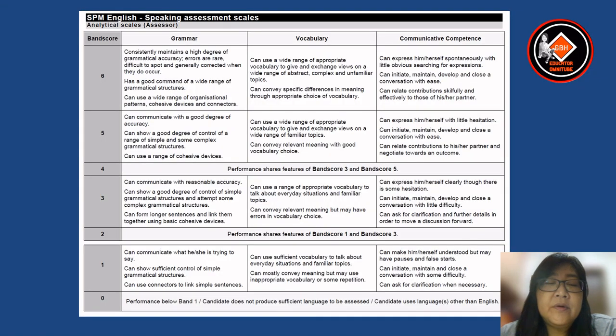Dear students, here you're going to look at the assessment scale, or the marks according to the bands. So how many bands do you have here? You have different marks: 0, 1, 2, 3, 4, 5, and 6. So these are the bands or the score. And remember you have the three contents again: grammar, vocabulary, and communicative competence. To score the highest mark, 6, you must make sure that you fulfill all these criteria, especially for grammar, vocabulary, and communicative competence.